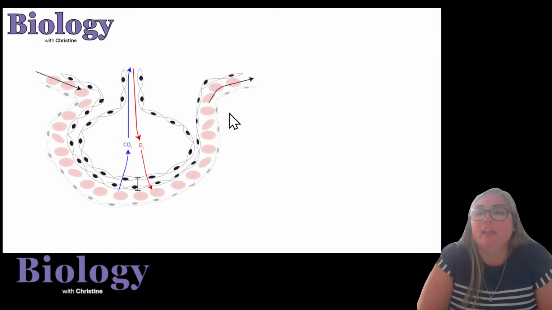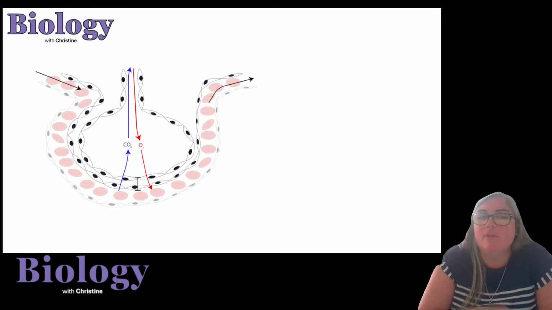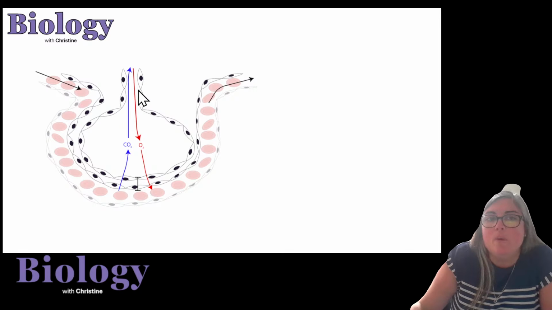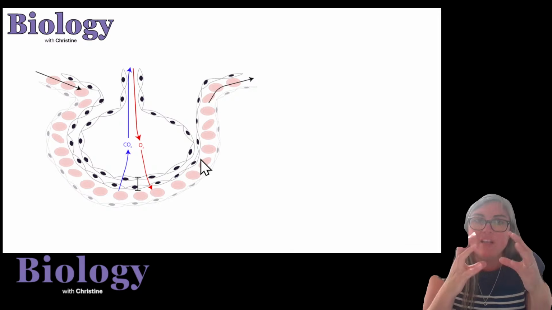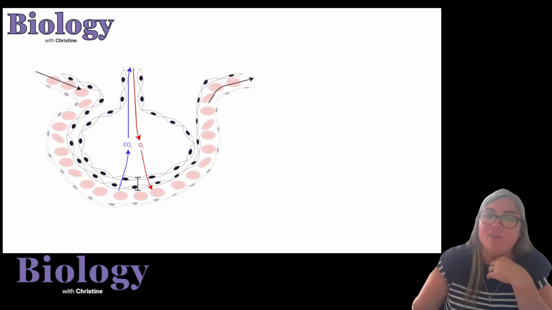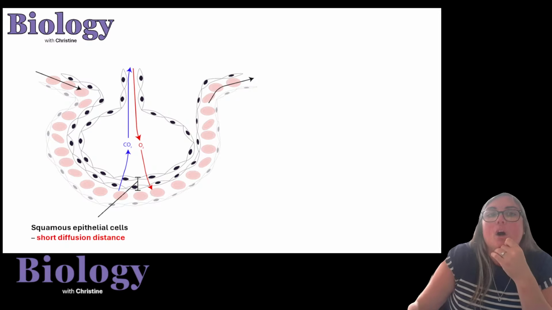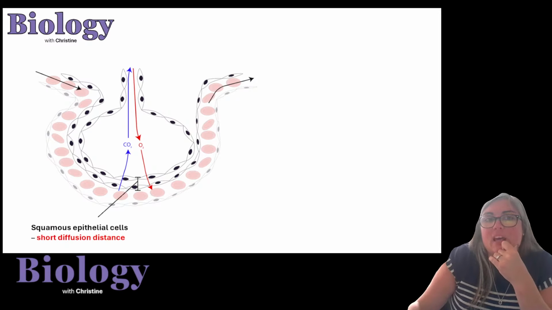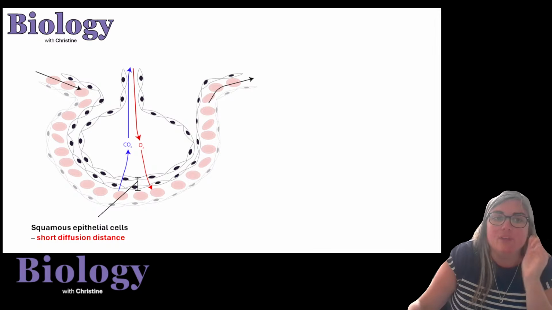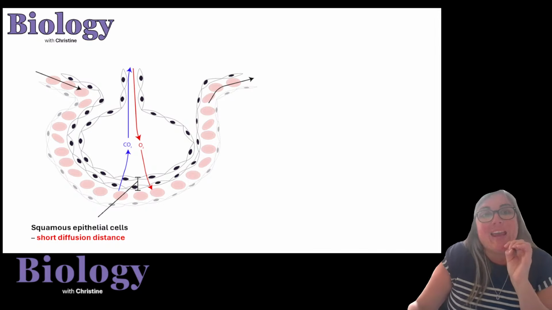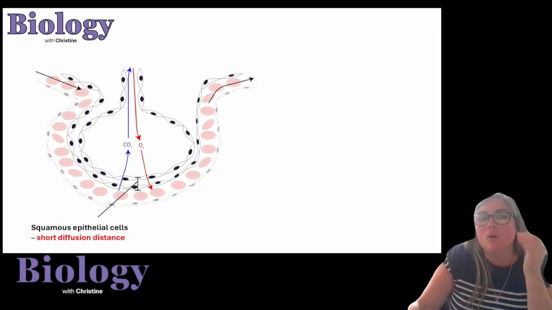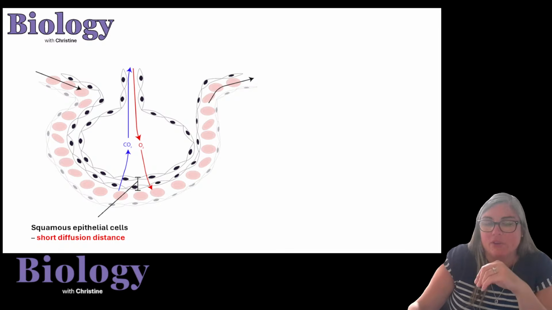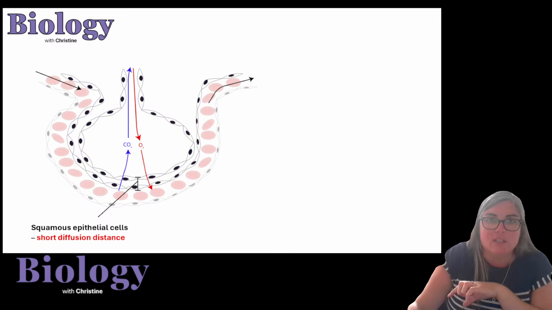Okay, so if we're looking at our alveoli, this site of gas exchange, we know we've got our epithelial layer, we know we've got our endothelial layer, we know that these are very squashed cells. These cells have a short diffusion distance. So our squamous epithelial cells are in our alveoli, and we have our endothelial cells in our capillary, and therefore, because each of them are one cell thick, we have a short diffusion distance.